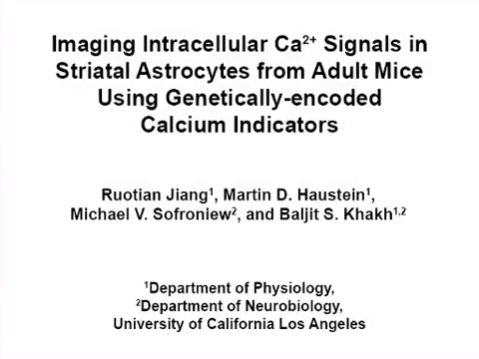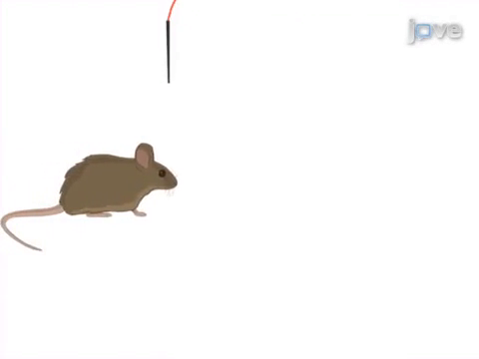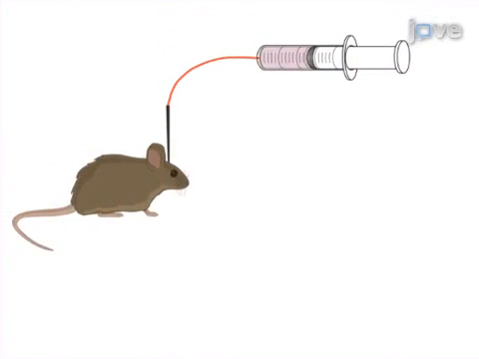The overall goal of this procedure is to image intracellular calcium signals in striatal astrocytes from adult mice using genetically encoded calcium indicators such as cyto-GCaMP3.